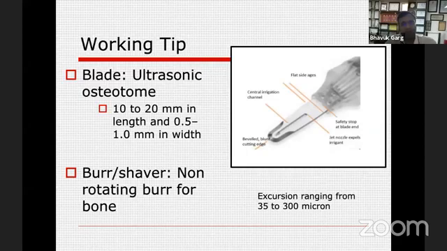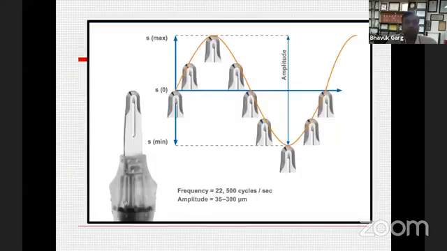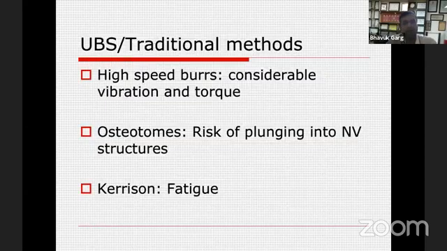While if you look at the burr and the shaver, they are the non-rotating burr for the bone, and they basically ablate the bone whenever they come in touch with the bone. So this is like the usual amplitude. You can see that the blade comes forth and there is an amplitude, and this blade goes forth and back in this amplitude. And I will show just a video of how it moves. So basically, this is the movement which creates the final transfer of energy to the bone.